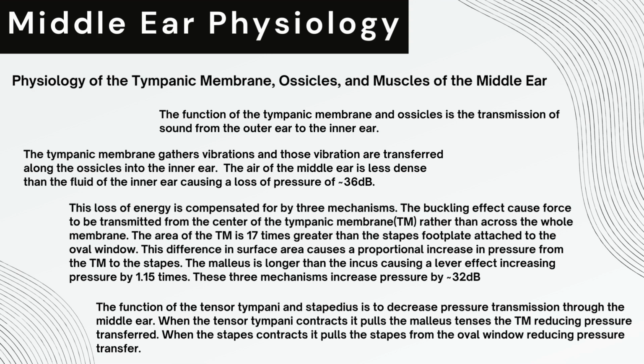The malleus is longer than the incus, causing a lever effect that increases pressure by 1.15 times. The three mechanisms together recover about 32 dB. The function of the tensor tympani and the stapedius is to reduce sound transmission through the middle ear. When the tensor tympani contracts, it pulls the malleus and tenses the TM, reducing sound transferred.